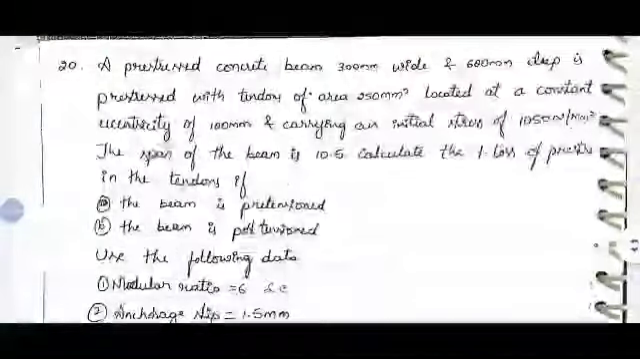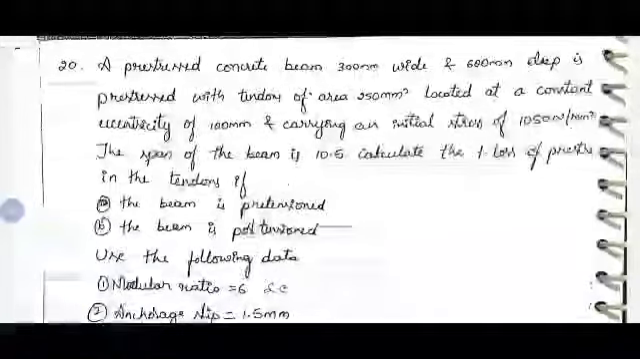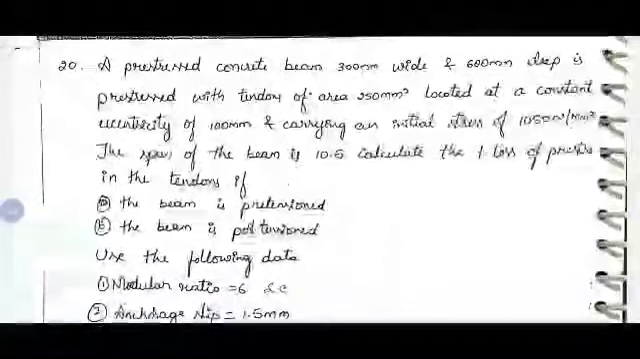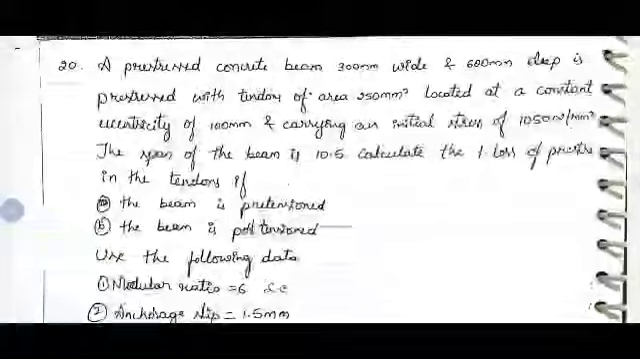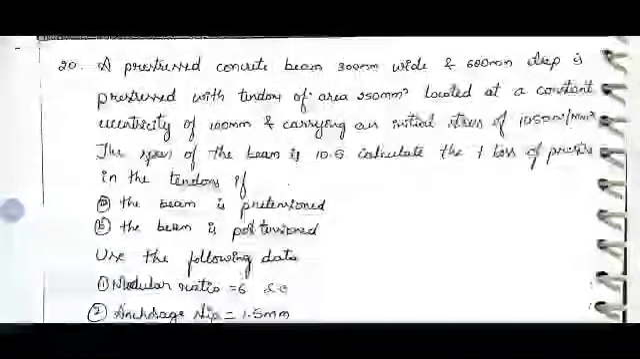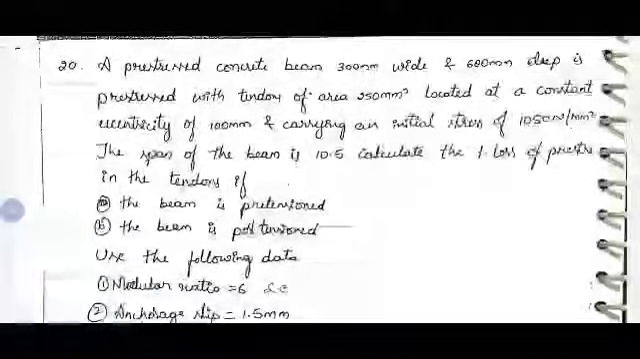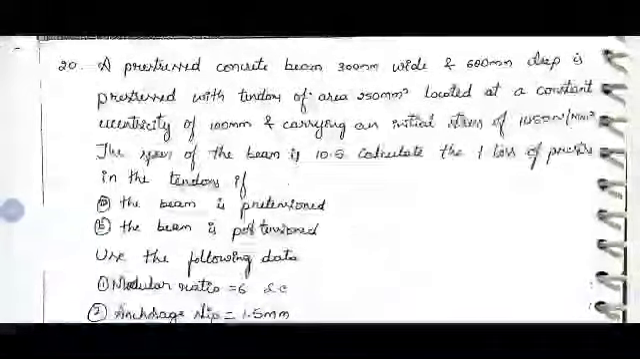Next problem. A prestressed concrete beam 300 mm wide and 600 mm deep is prestressed by the tendons of area 250 mm square located at a constant eccentricity of 100 mm and carrying an initial stress of 1050 Newton per mm square. The span of the beam is 10.5 meter.